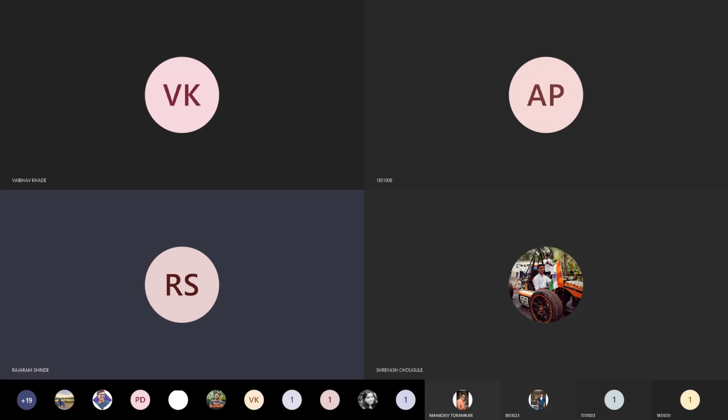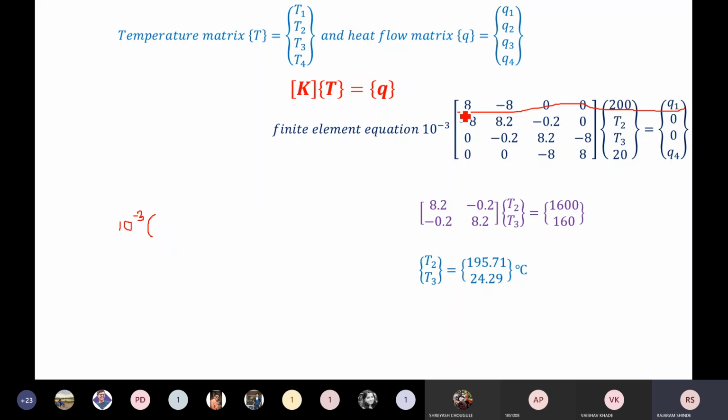Into this, 8 into 200. Am I right? It is 1600. Is it? Yes, sir. 1600 minus 8 into T2. T2 is 195.71. Yes, it is, sir. 195.71.